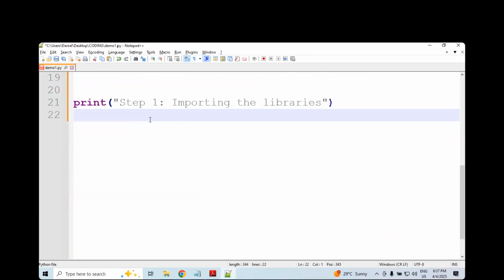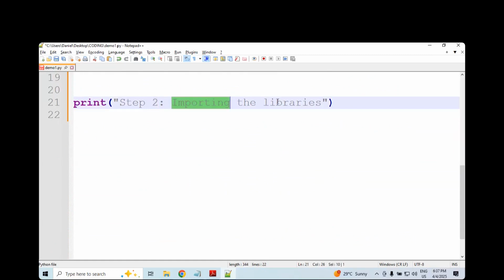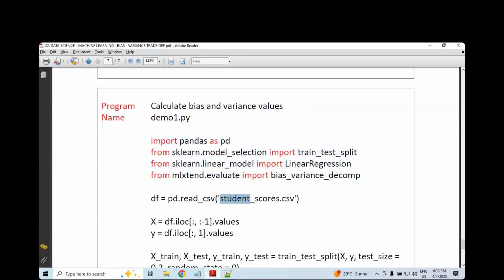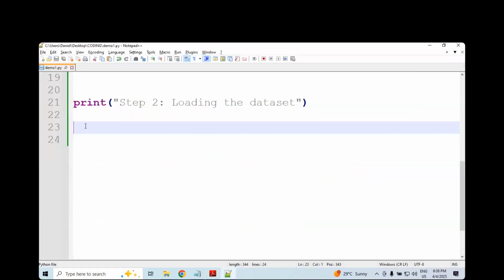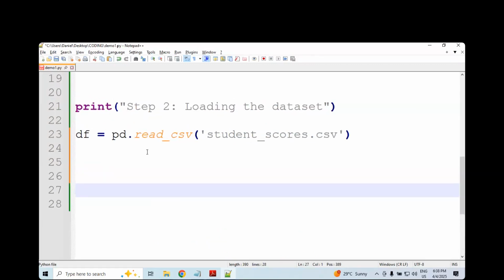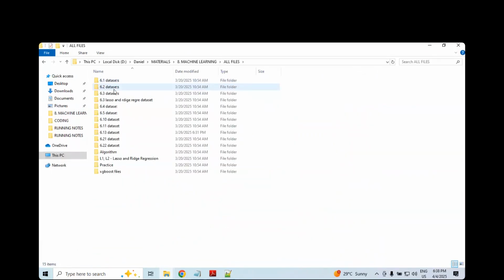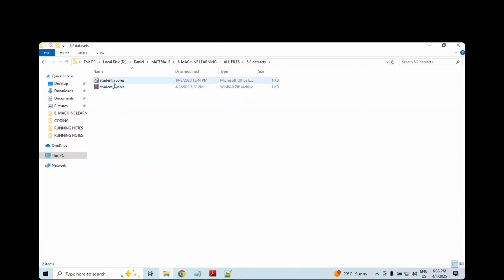Because of these steps only, machine learning became very easy, sir. Will you accept or not? Trust me. Loading the data set. Let's do that. The well-known data set we already know: student_scores.csv. Student_scores, right? Maybe that is a second assignment, I guess. Yeah, Daniel, student_scores.